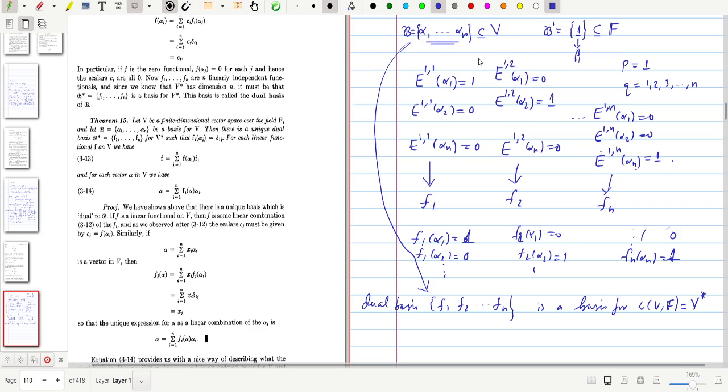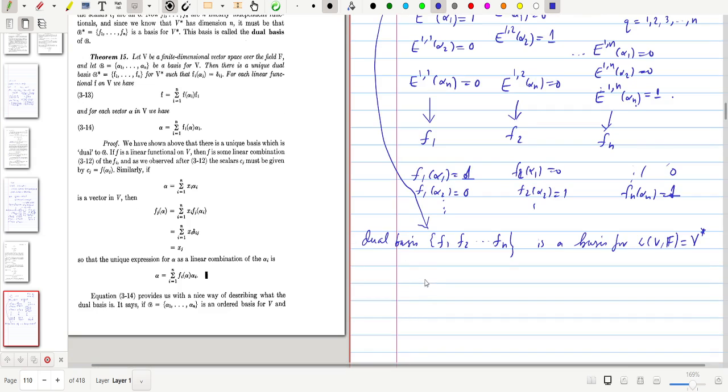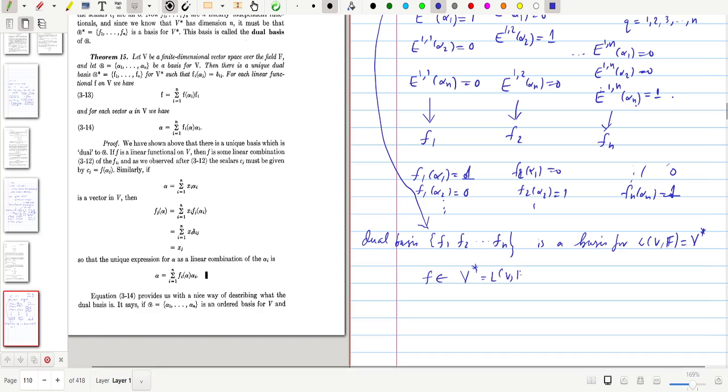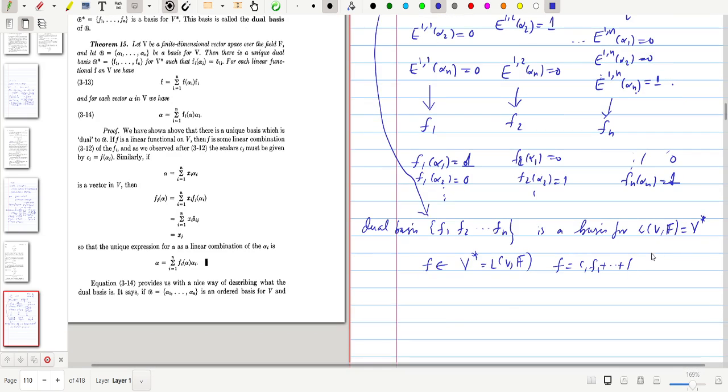Now if we consider any f belonging to V star, that is L(V, F), then this f can be written as c1 f1 plus etc. cn fn, because f1, f2, fn is a basis. We denote this as B star, the dual basis of B, etc., c n fn.